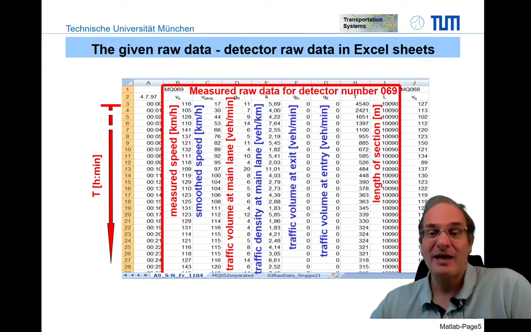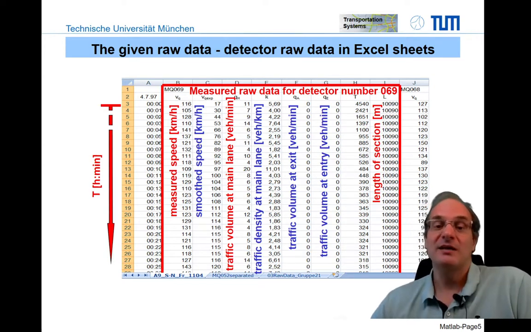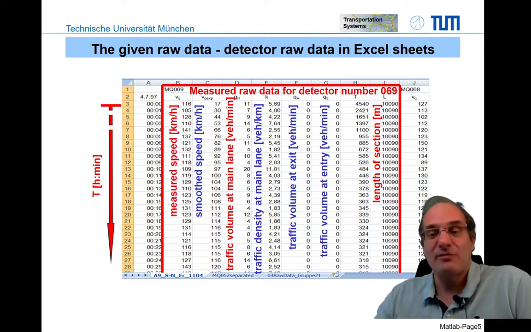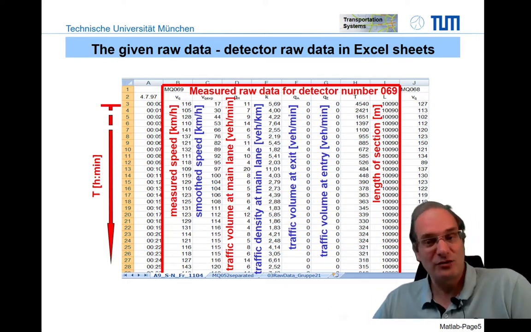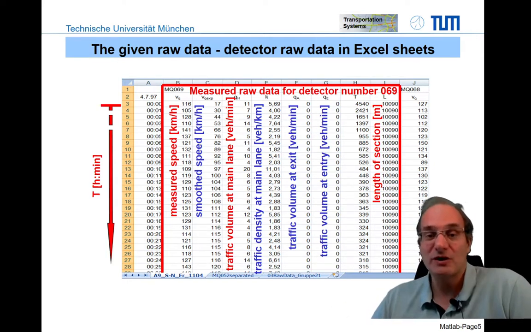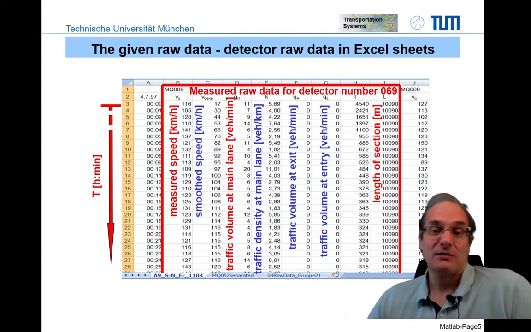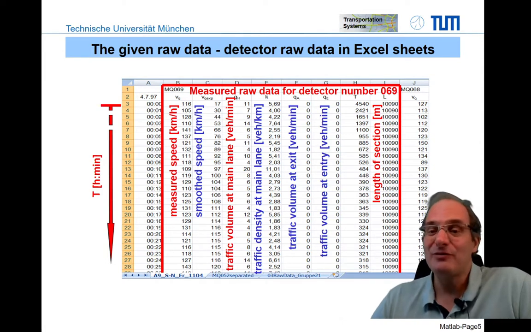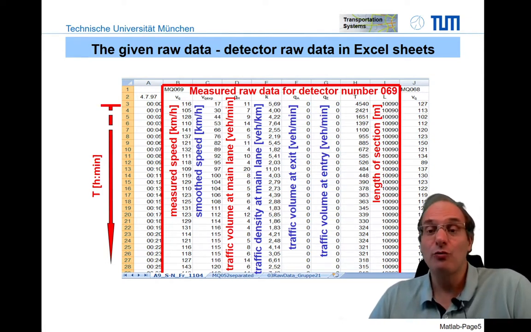The first one, as I told you, is the measured speed. The next one is the smooth speed. The next one is the traffic volume, and so on. So at each 8th position, you will get a new sensor information, starting again with the speed, for example. Okay? So therefore, you have to find a way to read the data.